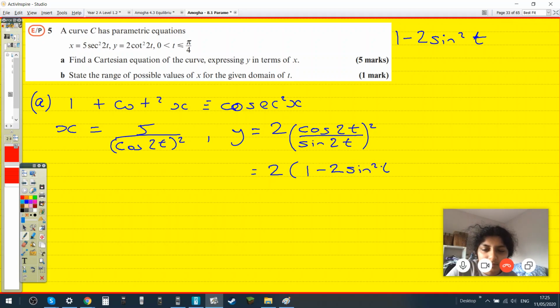Sine squared t, that's over 2 sine t cos t, so that's the whole thing squared.